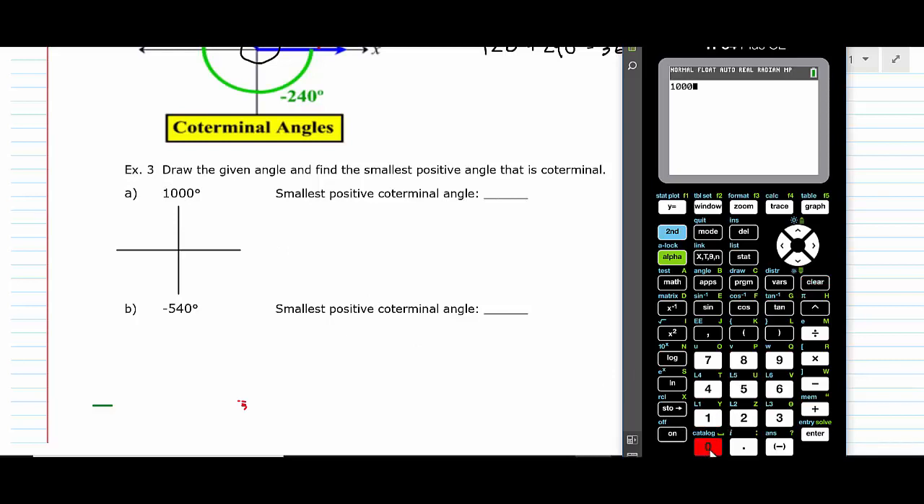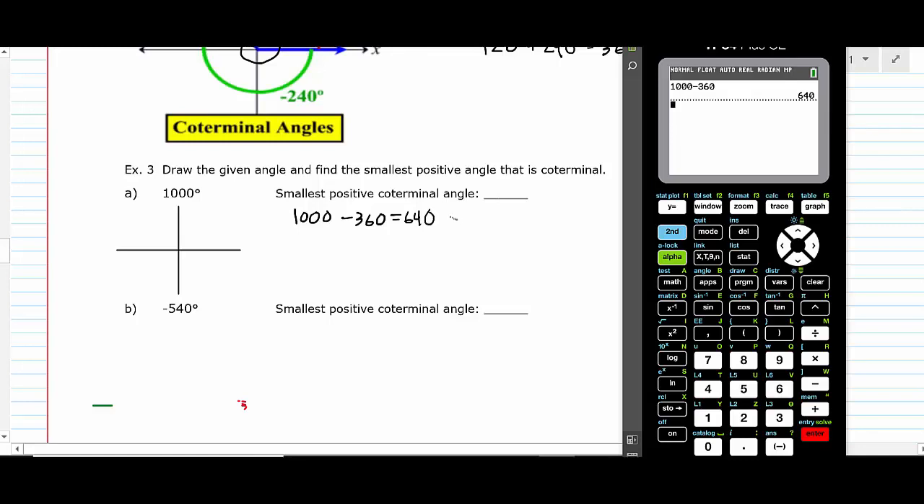So one way you could do this is, you could subtract off 360, and that would give you one lap. So that would give 640. So we've gone around the circle one time. Then if we do 640 minus 360, I'm going to do that on the calculator again, then I end up with 280. So what I've done is a second lap around the circle, and I ended up with an angle of 280 degrees.